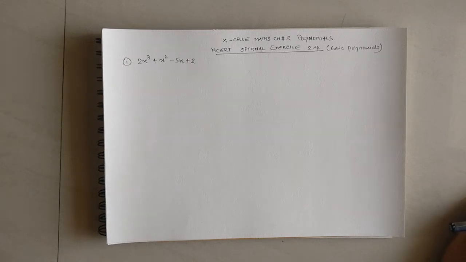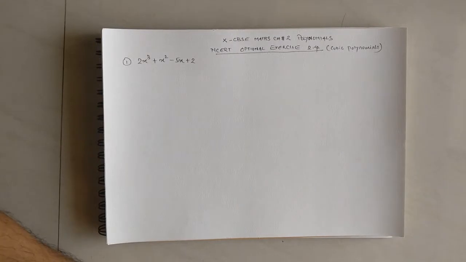Next we are going to do NCERT optional exercise 2.4, which consists of mainly questions related with cubic polynomials. So here is one question. The question is, you have to verify that the number. So the question is 2x cube plus x square minus 5x plus 2. This is the cubic polynomial.